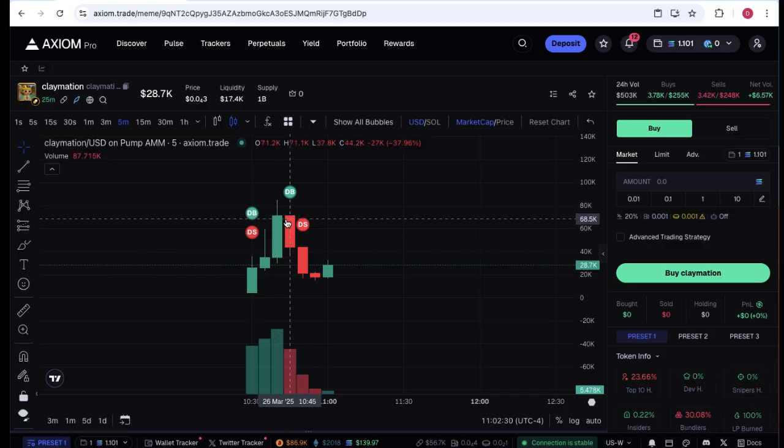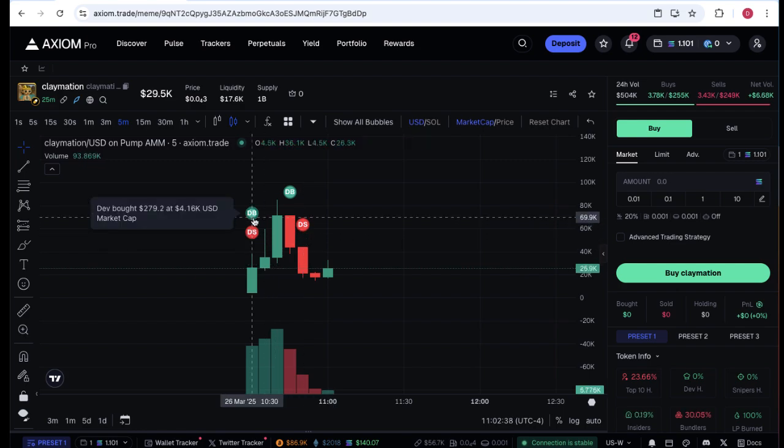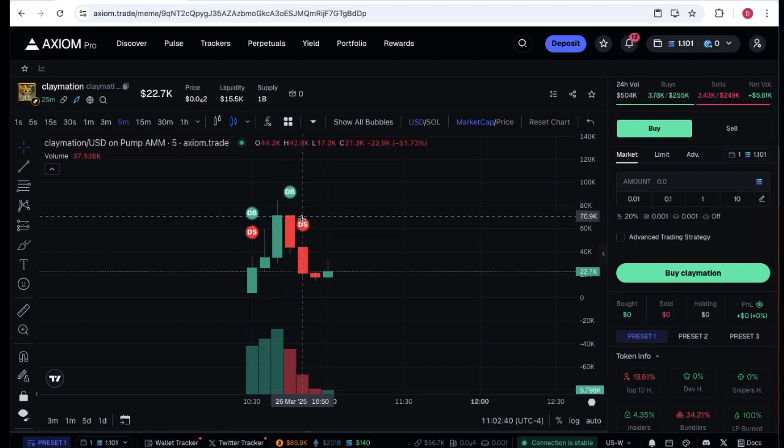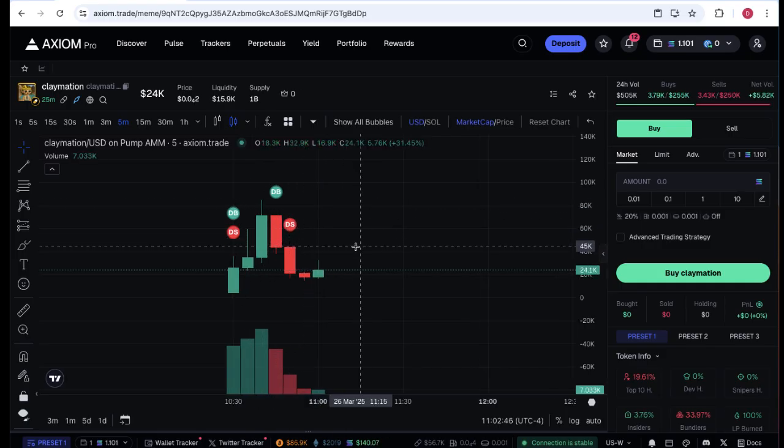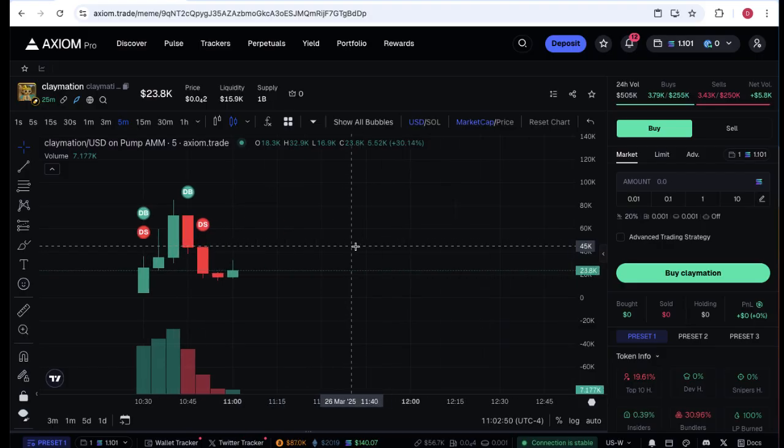These little things are called the wicks. These letters that you guys are seeing here is something that Axiom does for your charts. They let you know when the dev has bought or when the dev has sold. So it will give you some nice information right on your chart. You can remove that stuff if you choose to. For the point of this video, we're going to leave it as it is in the default.